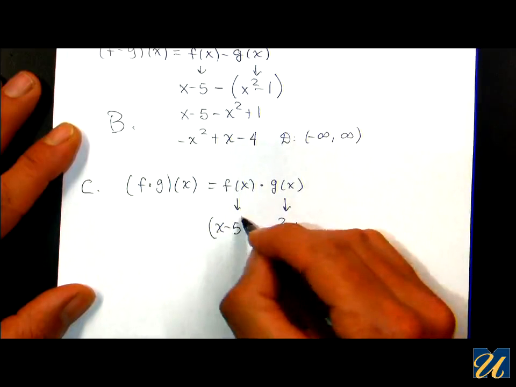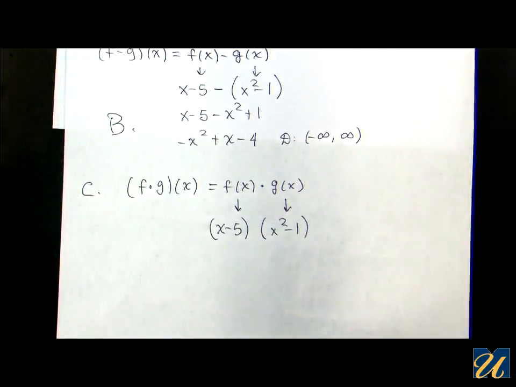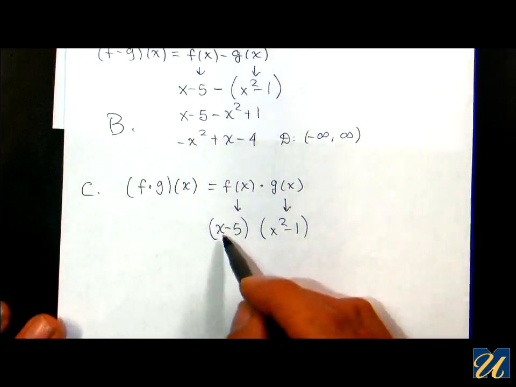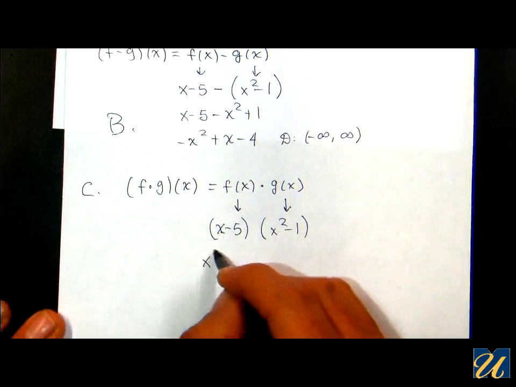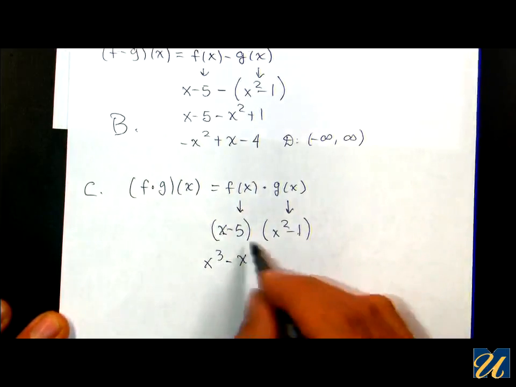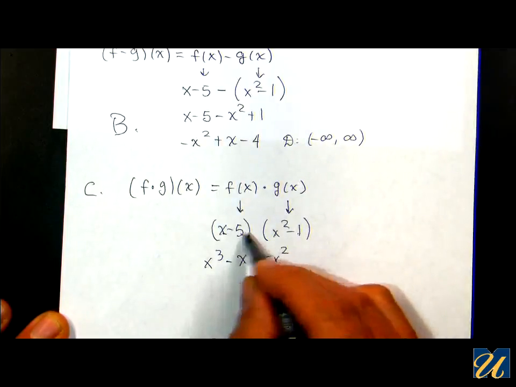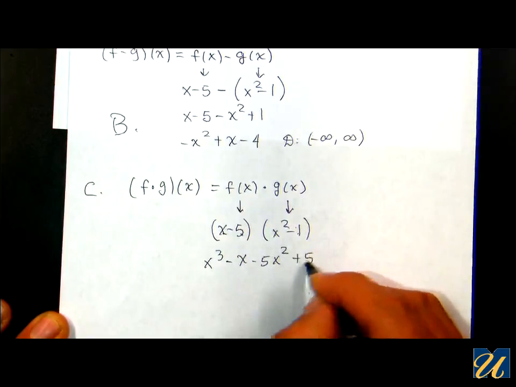But that means you must have parentheses around both quantities, or else it's not multiplying the entire function f by the entire function g. Good idea to multiply this out. X times x squared is x cubed. X times negative 1 is negative x. Negative 5 times x squared is negative 5x squared. And negative 5 times negative 1 is plus 5.